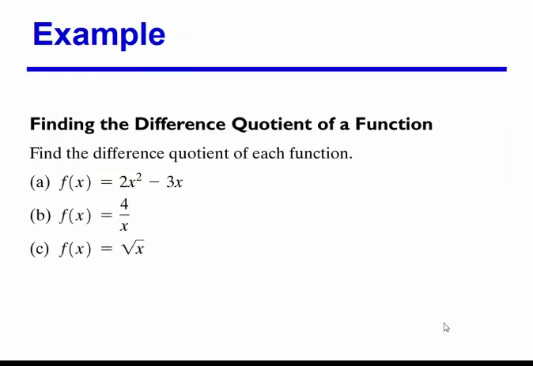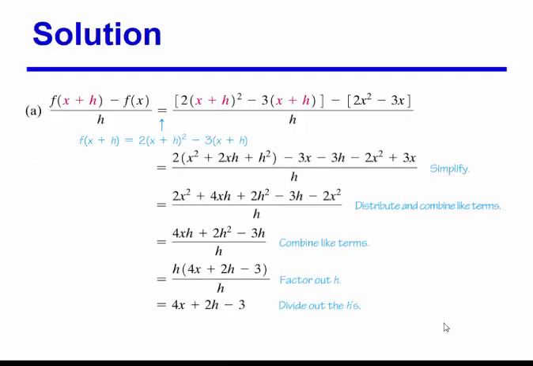We have a, f of x is equal to 2x squared minus 3x. B, f of x is equal to 4 over x. And c, f of x is equal to the square root of x. So the first one, we have f of x plus h. So we go ahead and we take f of x and we rewrite it as f of x plus h.